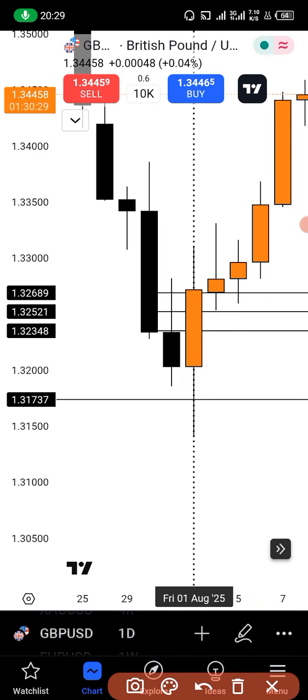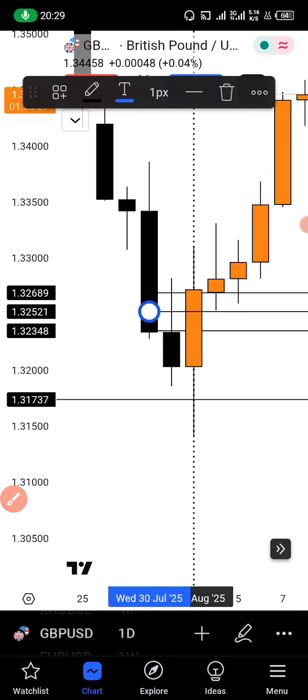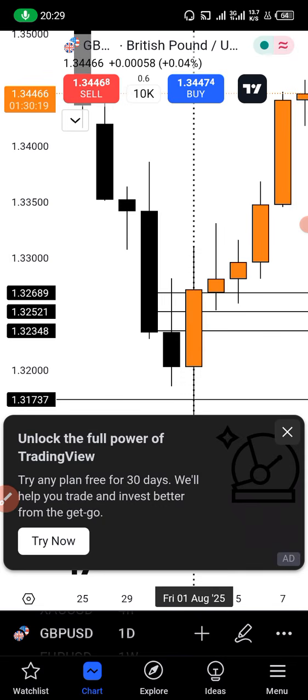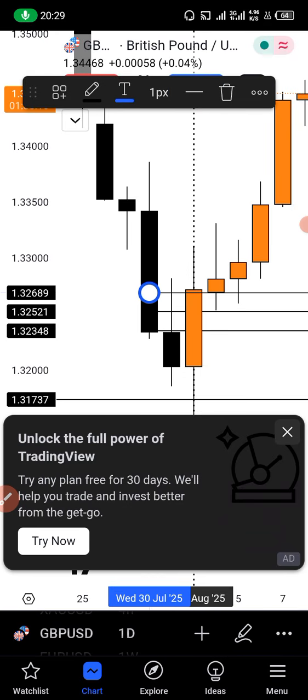All right, then what about this guy up here? This guy up here is just on the bottom of the candle, and this guy as well is just on the bottom of the candle. So I might want to delete those ones as well.